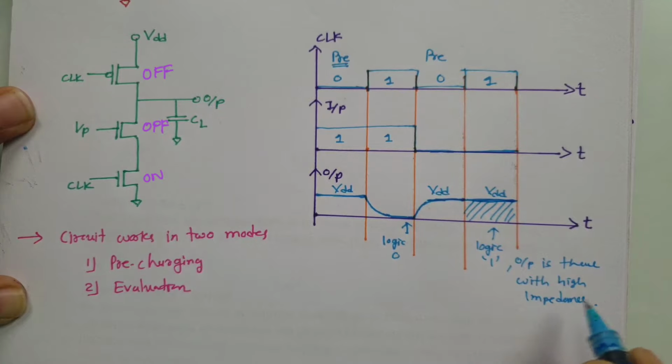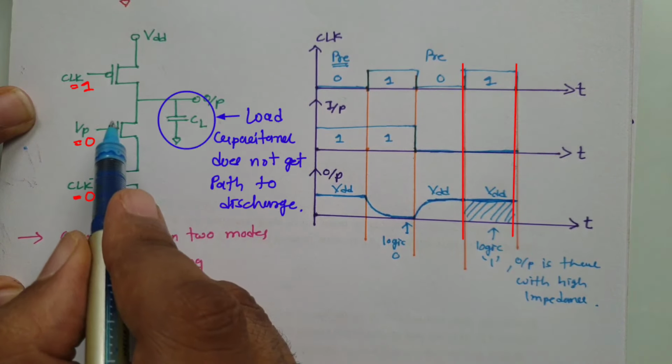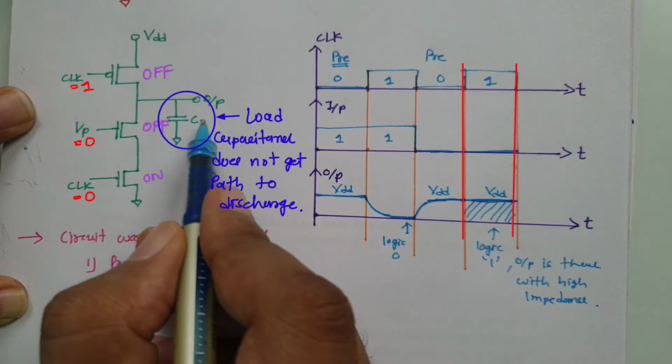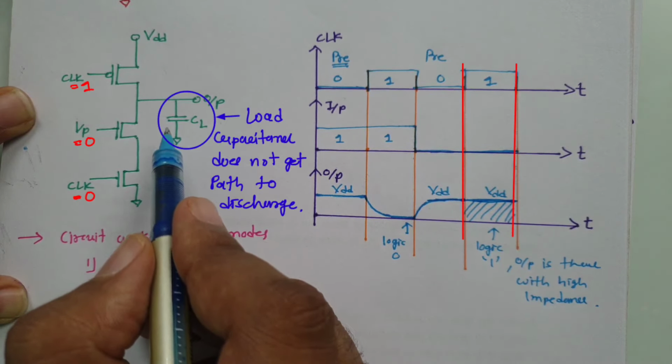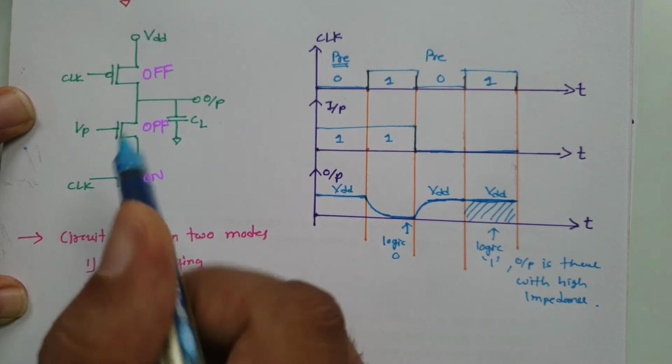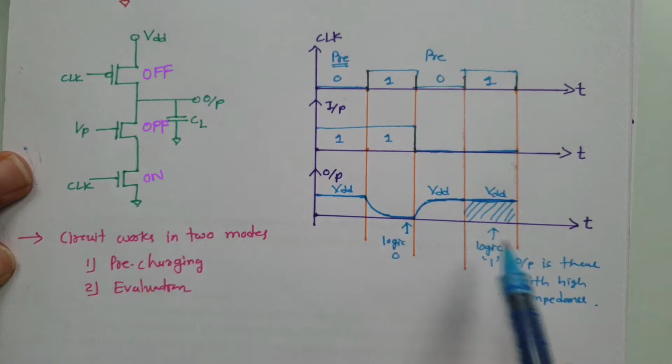Why is the output there with high impedance? The reason is this is there in open circuit. So this CL does not find a path to get discharged, right? So it will be there in high impedance mode and logic 1.